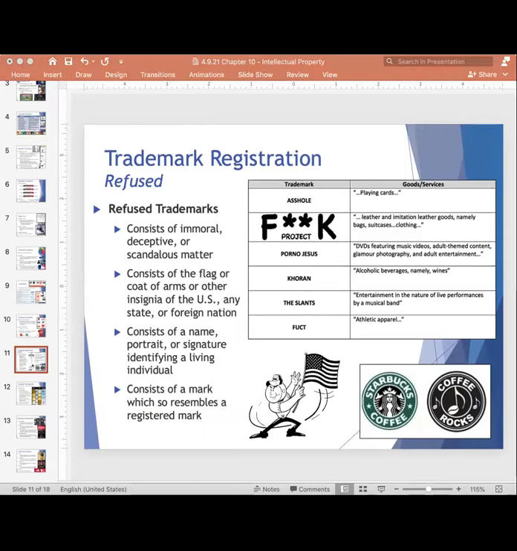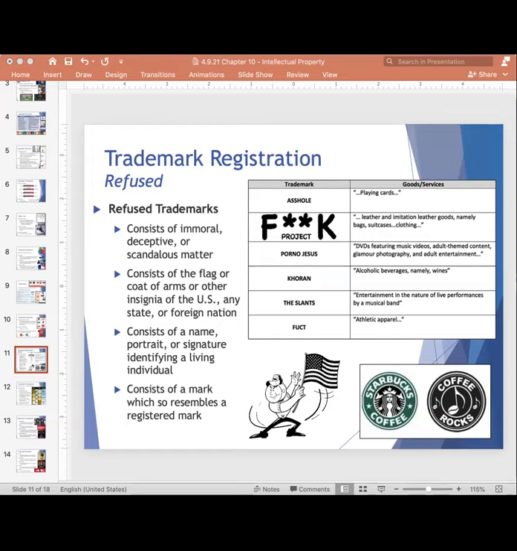So when considering what types of marks you might want to trademark, there are a few categories that do not receive trademark protection. In addition to the generic marks that were previously discussed, a mark is refused if it consists of anything that is considered immoral, deceptive, or scandalous, or may disparage or falsely suggest a connection with people, institutions, national symbols, or bring them into contempt or disrepute. Basically, if it's a bad mark, okay? As you'll see on the table on this slide, I apologize, it's a bit crass, but it's a great example of trademarks that have been refused for being immoral, deceptive, or scandalous.